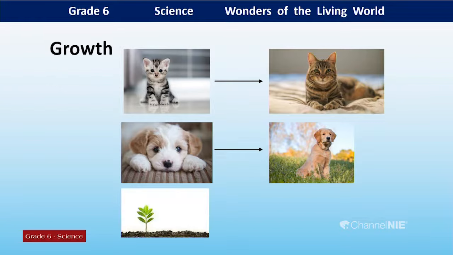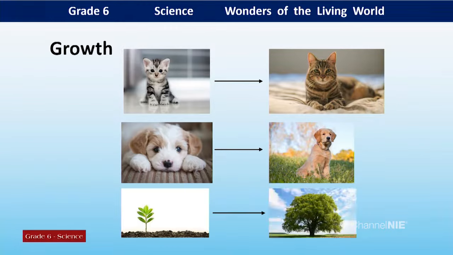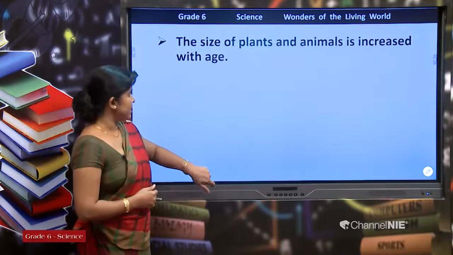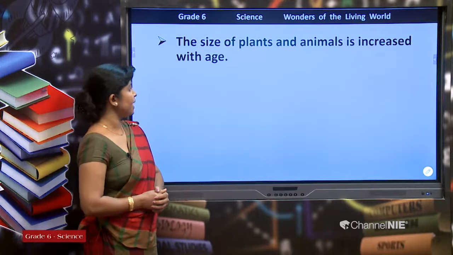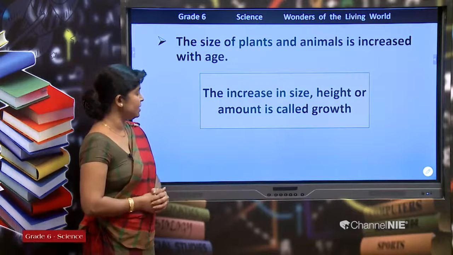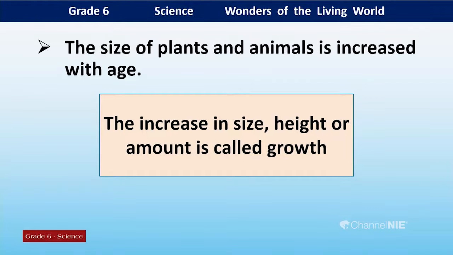Then a very small plant, with time it has become a huge tree. My dear children, you have to understand that at first the organisms are small, but with time they have increased their weight, height and the size of the body. Then you have to understand that this is known as growth. We will see a simple definition for growth. The size of plants and animals is increased with age, right? The increase in size, height or amount is called growth. You can write this. The increase in size, height or amount is called growth.